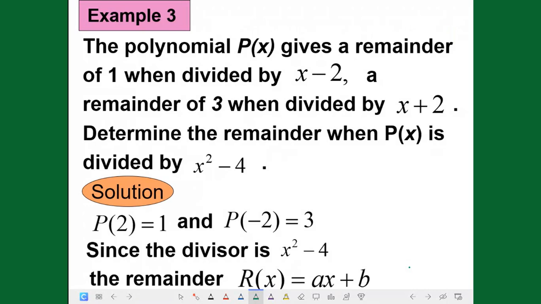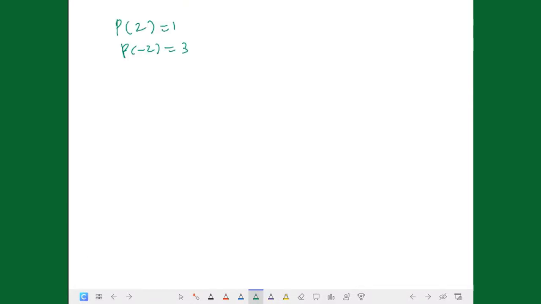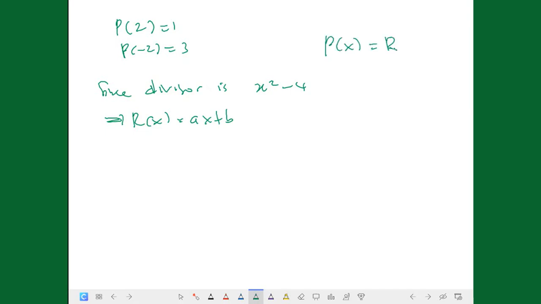What was it just now? 3 and 1, 3, P of what? P of 2 is 1, P of negative 2 is 3? Look, negative 1 plus 3. Yes, right? So directly, since the divisor is x squared minus 4, therefore the remainder is of the pattern ax plus b. That's all. Okay, we use the concept Px is equal to R from just now.